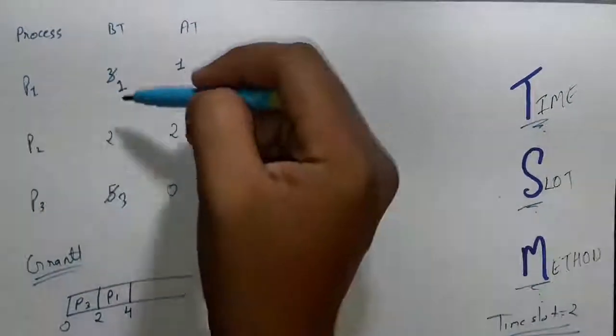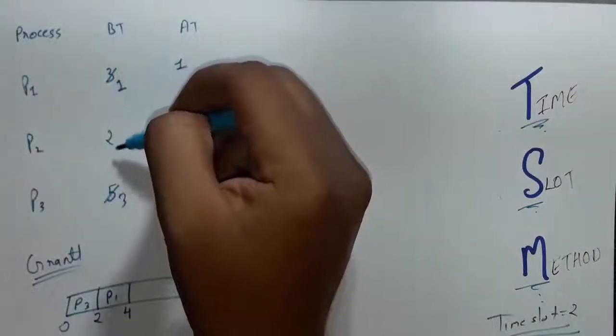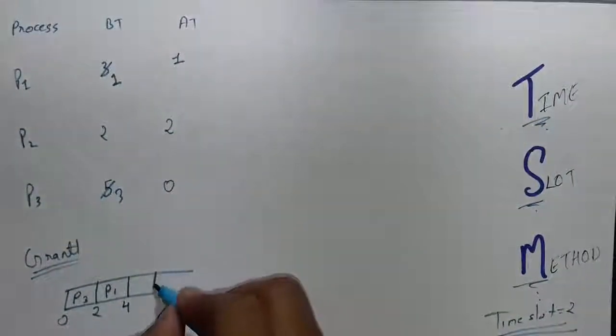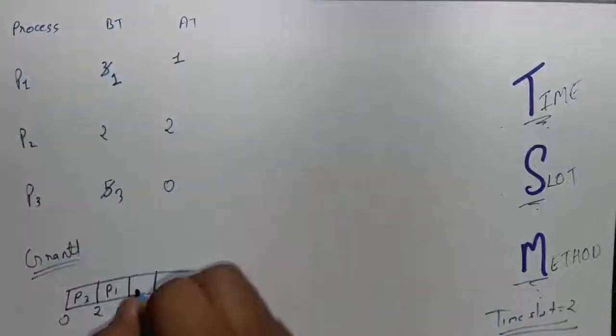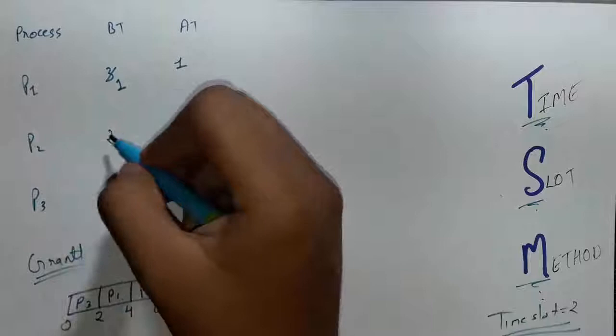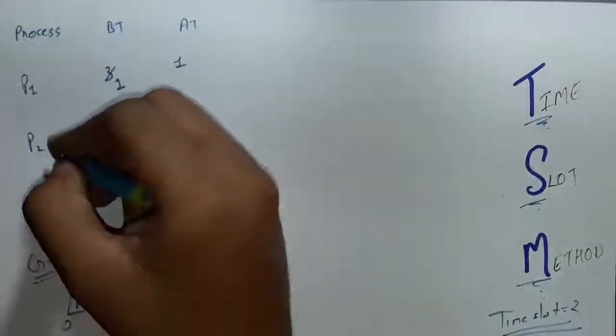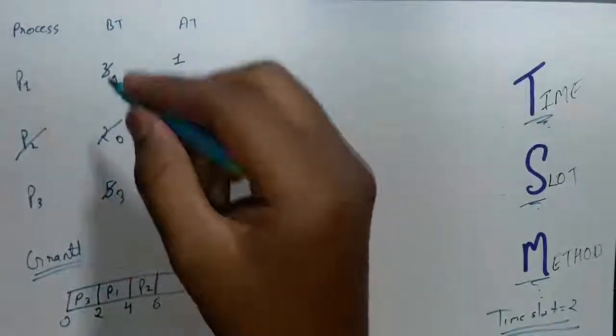Now we can see that after P1 the process is P2. So now we again take the same time slot, which is 4 plus 2 will be 6, and then we write P2. The burst time of P2 is 2, so this will become 0. Now this process is over, so we have only 2 processes remaining.